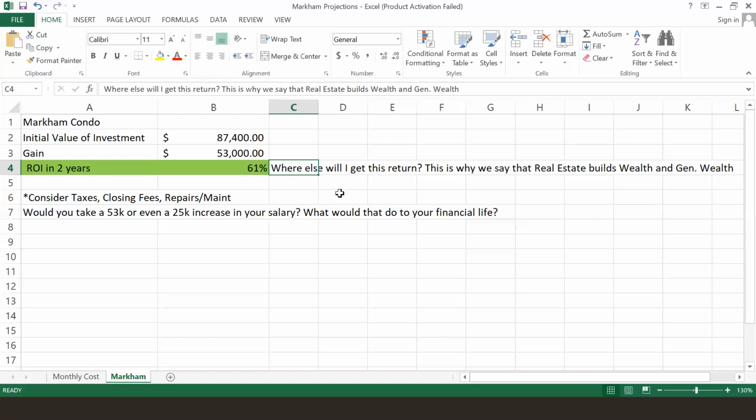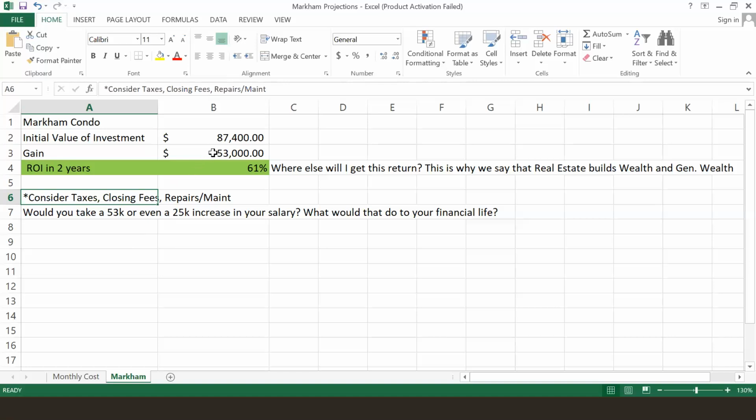Now, I know that you might be asking, what about taxes? What about closing fees? What about repairs and maintenance? Yes, over the years, you are going to have repairs and maintenance in the property. Your air conditioner might break down, your furnace might break down. You're going to have to replace the roof. You have to do some renovations. Yes, those are all legitimate costs. And you're going to have to pay taxes on your gains as well.